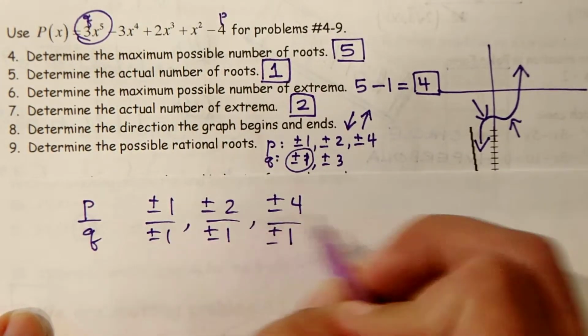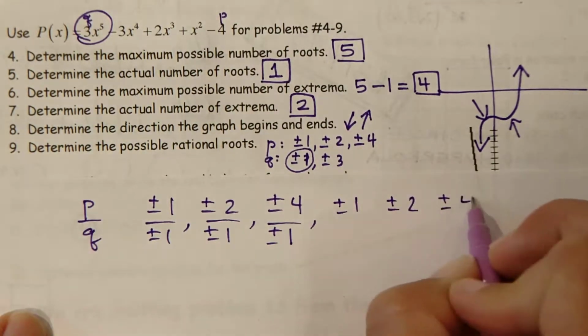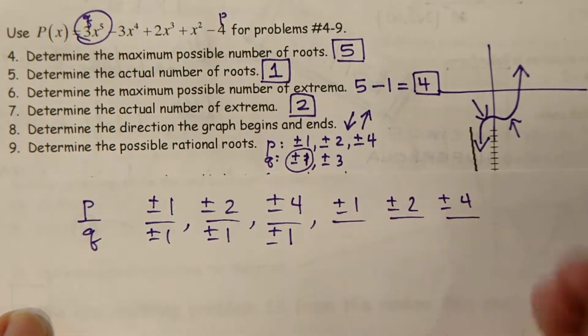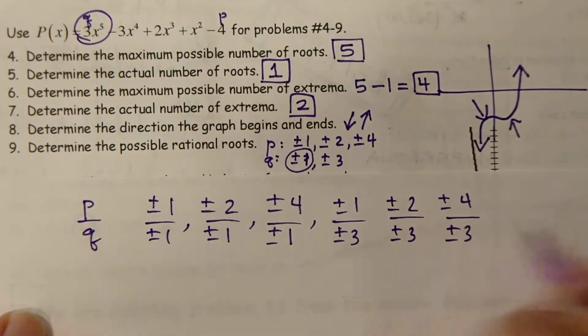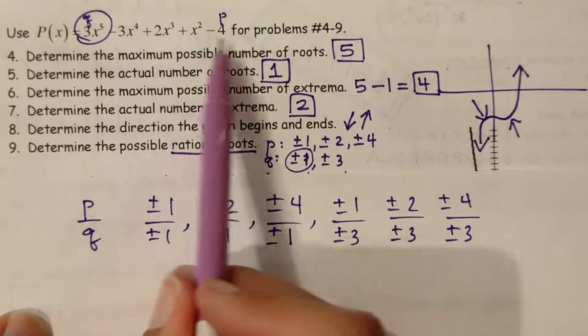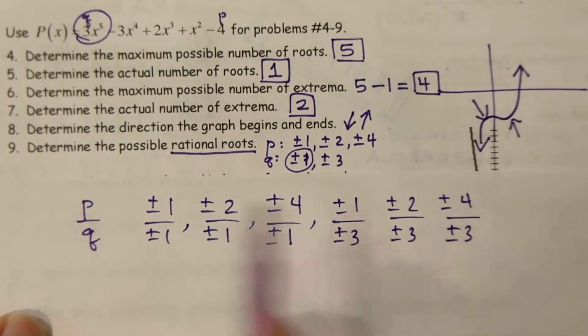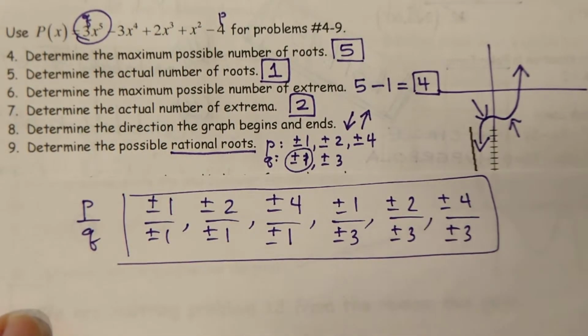So these are each possible answers. So we'll have plus or minus 1, plus or minus 2, plus or minus 4, and then over the other factor, which is plus or minus 3. So all of these values are potential rational roots of this polynomial here. So these would all be the answers here. Just this list. All right.